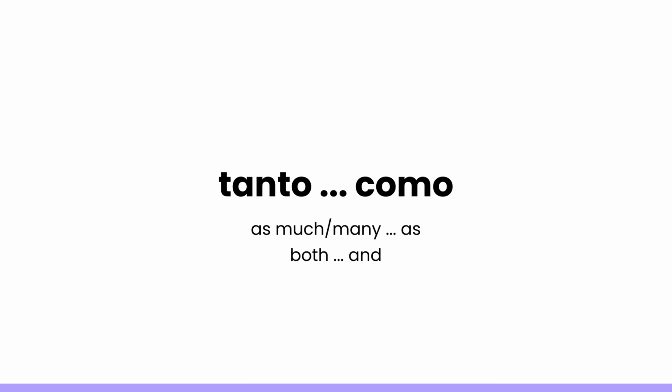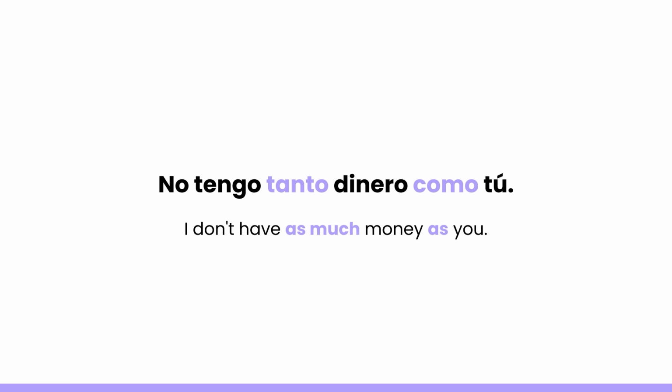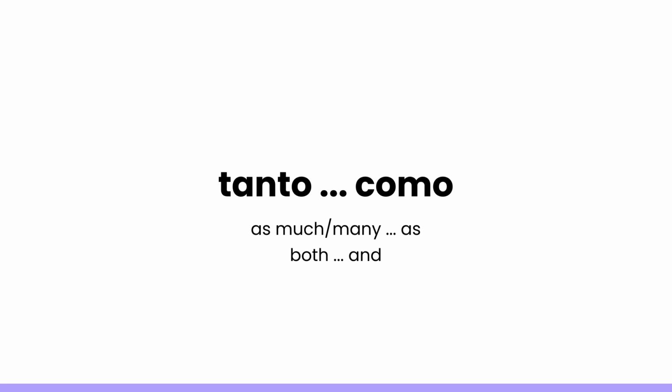Alright, then the next one. Tanto como. So this would mean as much or as many as, or both and, and we put something in between tanto and como. So for example, I don't have as much money as you, so as much as, tanto como. No tengo tanto dinero como tú. Tanto como. Again, without any accent.